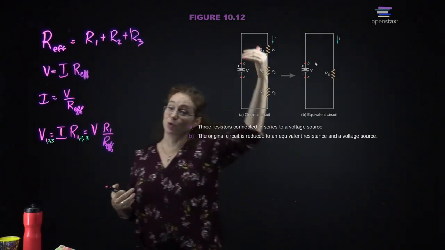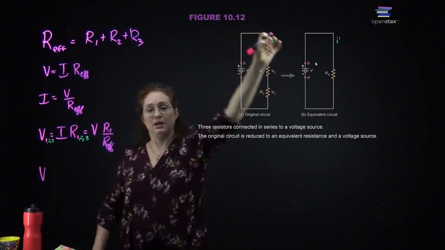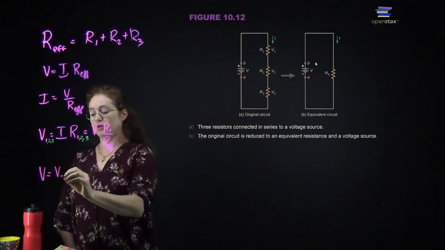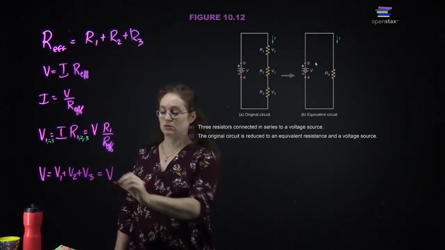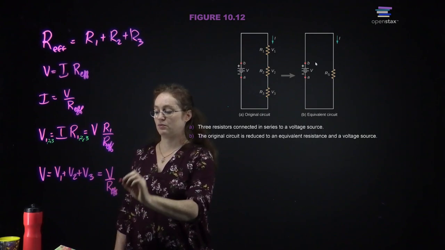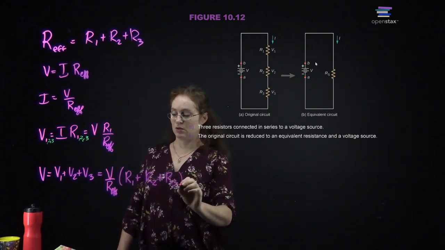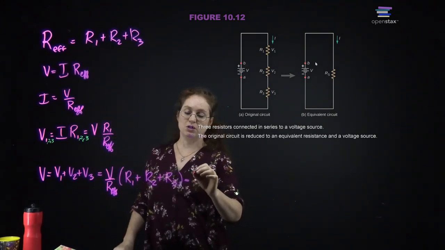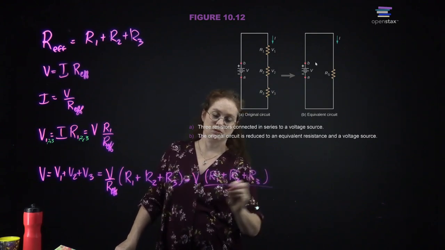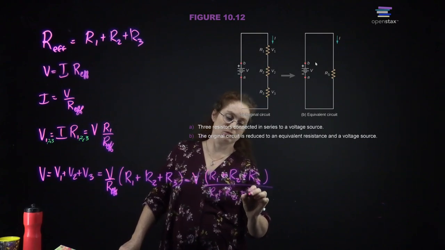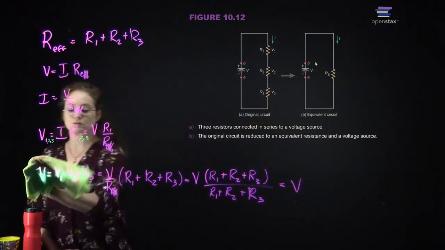And then I can check that the voltage drop across each of these elements adds up to the total voltage. So the voltage drop all the way around the circuit is going to be equal to V1 plus V2 plus V3. And that is equal to the total voltage divided by the effective resistance times R1 plus R2 plus R3. Now, the effective resistance is R1 plus R2 plus R3. So I get that the total voltage across the circuit is V, as expected.